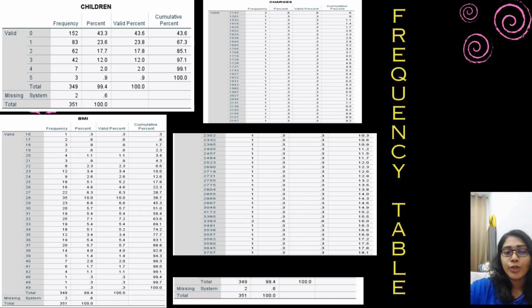So now I'm going to talk about the frequency table for children, BMI and charges, and you can see the table on the slide. The missing system for frequency is 2, and the missing system for percentage is 6, which is the same for the 3 elements, which are children, BMI and charges. The total value for frequency is 351, and the total percentage is 100, the same for the 3 elements.